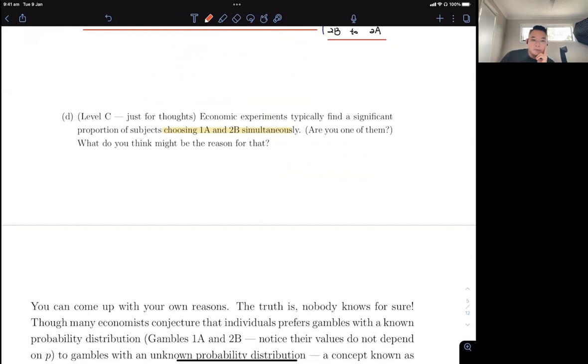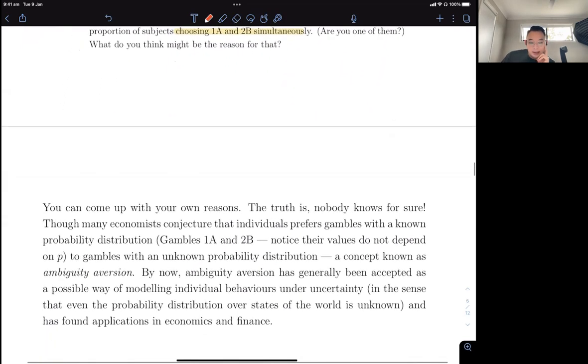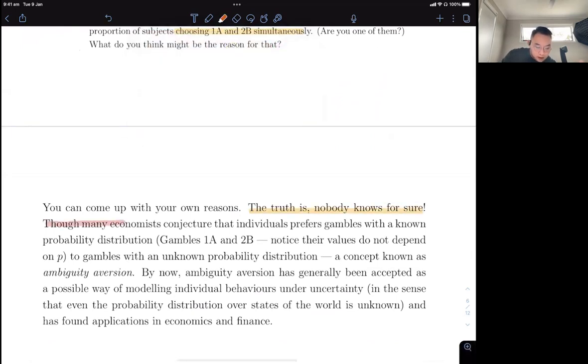Question D. Economy experts typically find a significant proportion of subjects choosing 1A and 2B simultaneously. Are you one of them? What do you think might be the reason for that? Again, this is an open question, guys, so you can come up with your own answer. I'm just providing one possibility. The truth is, nobody knows for sure, right? And so many economists conjecture that individuals prefer gambling with a known probability distribution.